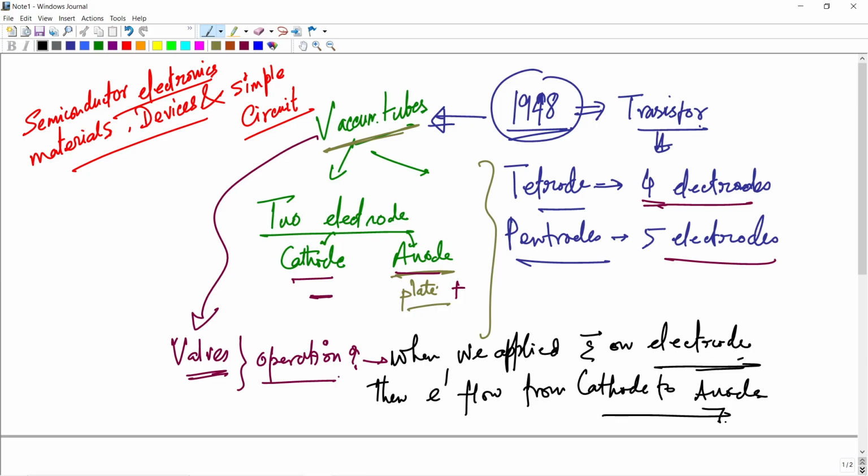But there are some demerits. When electrons flow, there is some collision. If there is a collision, heat is generated, so that heat goes through the devices. The devices are very bulky and consume high power, operate at a high voltage, suppose 100 volts, and have low reliability. More heat is generated, and longevity is very low. These are the basic demerits. That's why in the 1950s the transistor was invented, an upgraded version of vacuum tubes.